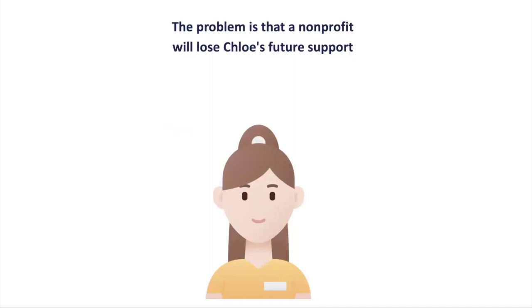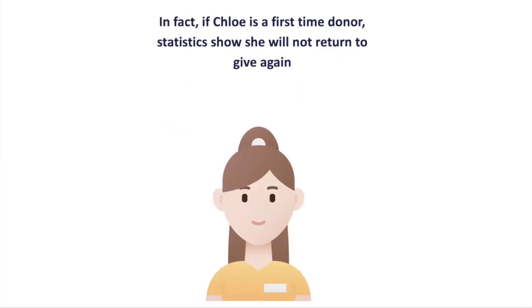The problem, though, is that a nonprofit right now is losing Chloe's future support about 57% of the time, over half. To make it even worse, if Chloe's a first-time donor, statistics show that she's not returning to give again about 81% of the time. That's less than 1 out of every 5 donors that we're able to keep. And that's a problem because we're building our entire organization on fundraising to get donors in the door, only for them to turn around and never come back to give again.